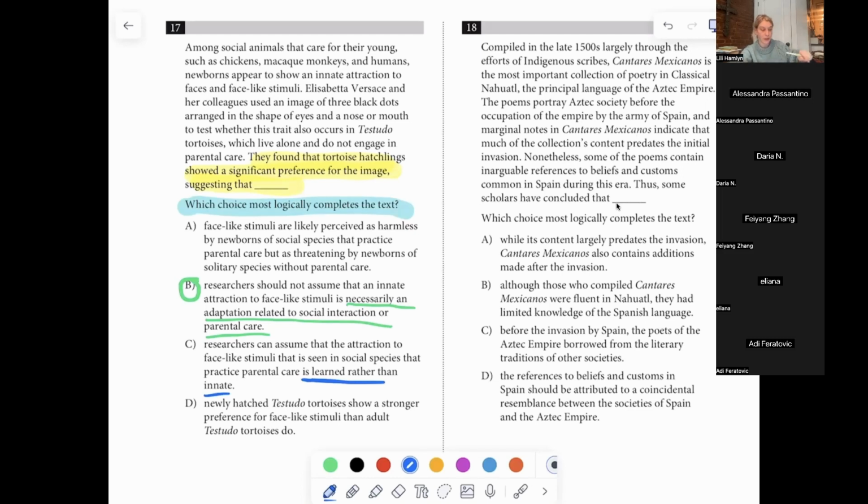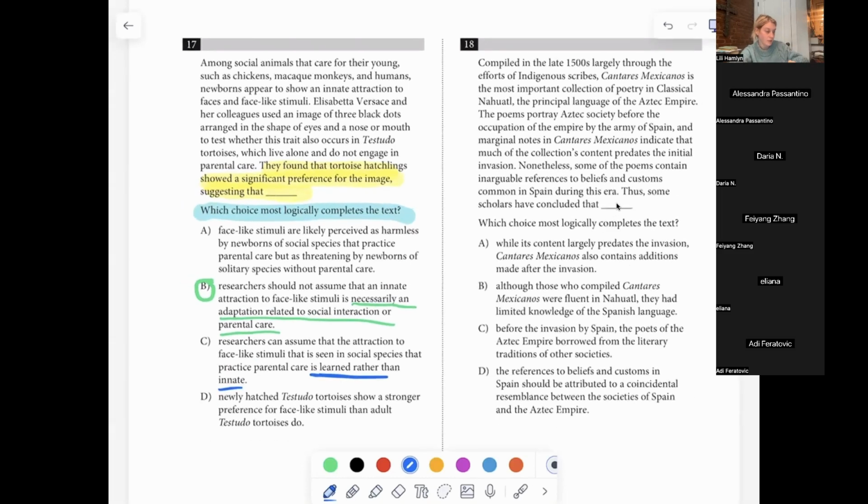Okay, perfect. All right. Again, another conclusion question. Which choice most logically completes the text? So then we'll read our last 9. Thus, some scholars have concluded that.